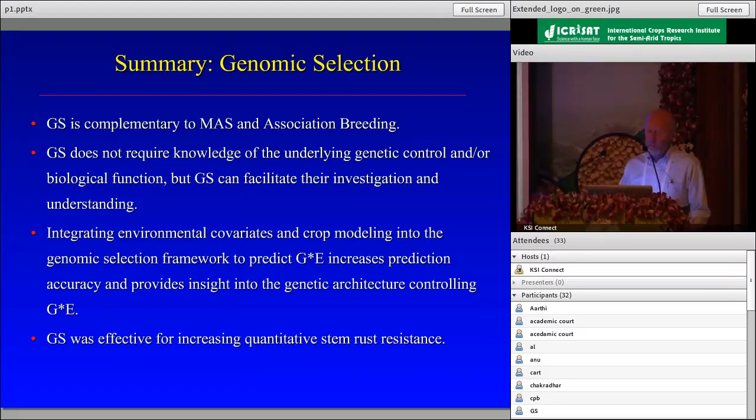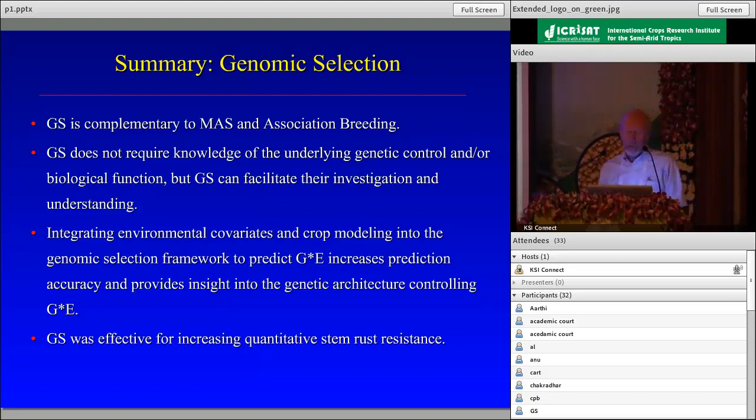So, to summarize, genomic selection is complementary to marker-assisted selection and association breeding because it works best with quantitative traits of low heritability. It also does not require the knowledge of the underlying genetic control. You don't have to do a QTL analysis or know the biological function, but you can use the products of genomic selection to try to understand the reason for some of the changes in the gene frequencies and the biological mechanisms.